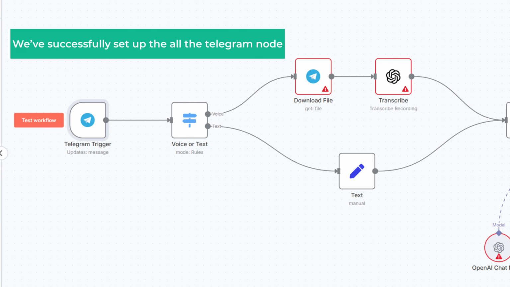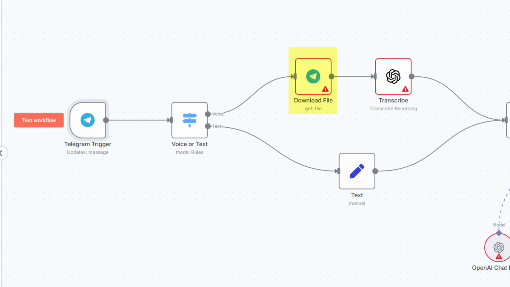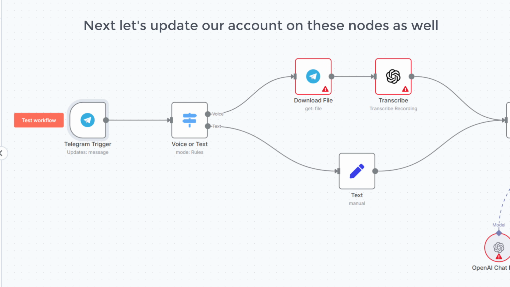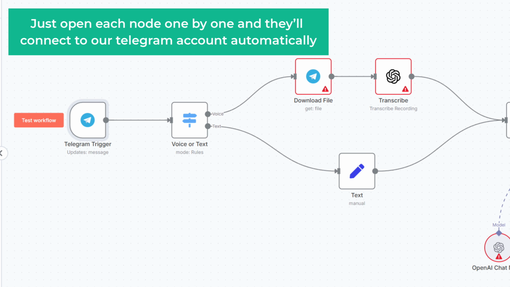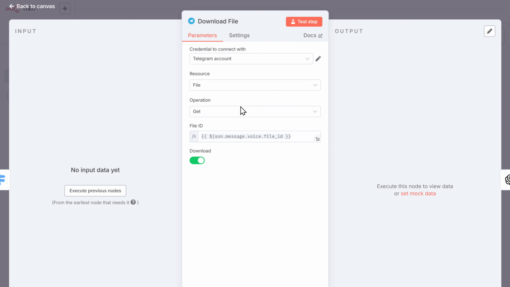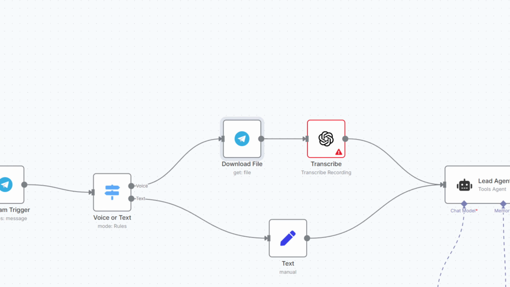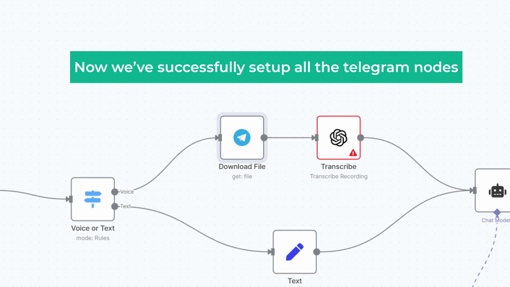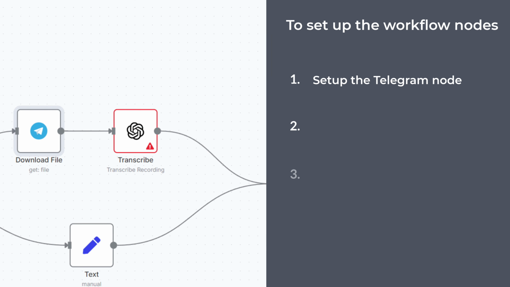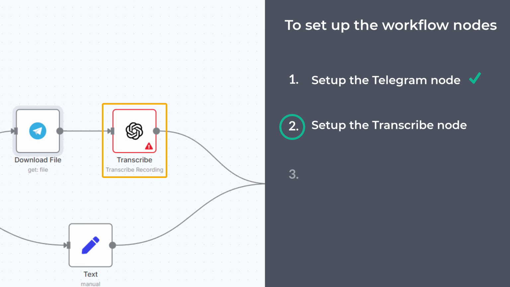Great. Now we have successfully set up the Telegram node, but as you can see here, we have multiple Telegram nodes. So next, let's update our account on all these nodes as well. To do that, just open each node one by one and they'll connect to our Telegram account automatically. And as you can see, the warning signs have disappeared from the nodes. So now we have successfully set up all the Telegram nodes. Next, let's go to the second step, which is to set up the transcribe node.